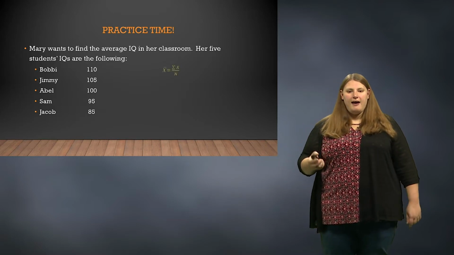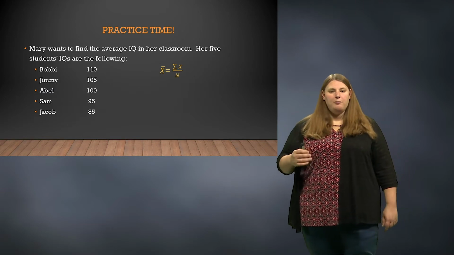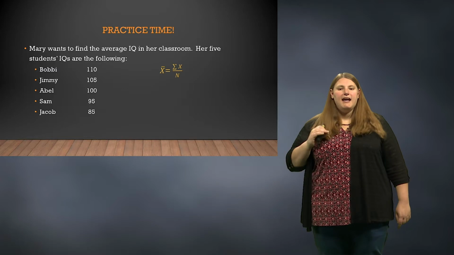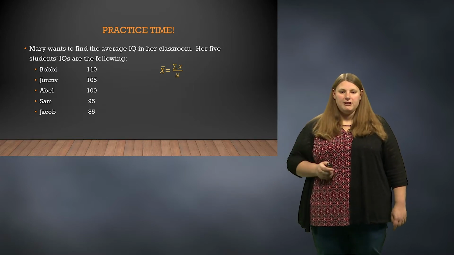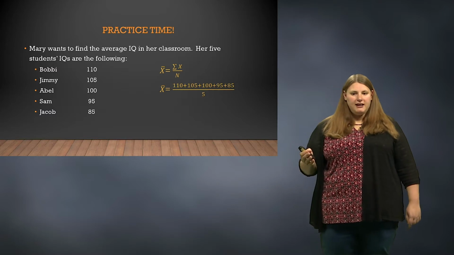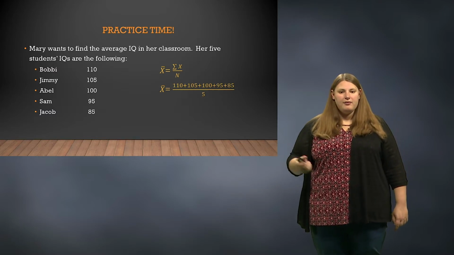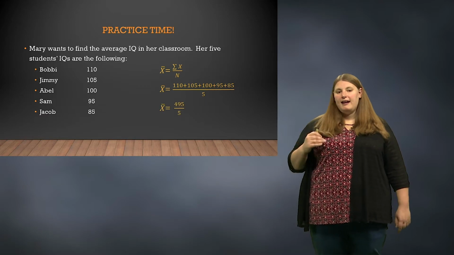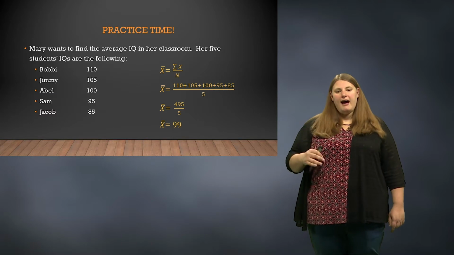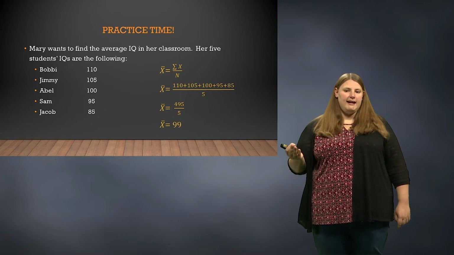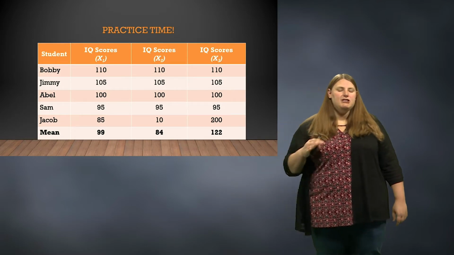So we know that the average is found by adding up all of the x values and then dividing by the total number of x's. In this case, the IQ scores are the x values because they are the variable we're interested in averaging. So we add up everyone's IQ scores and then divide by the total number of scores in the data set, which is 5. This gives us 495 divided by 5, which then gives us 99. So the average IQ in Mary's classroom is 99. Not too bad, right?